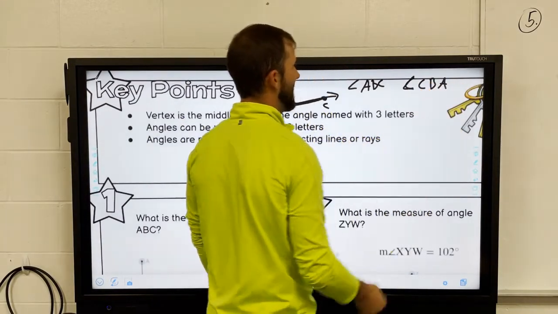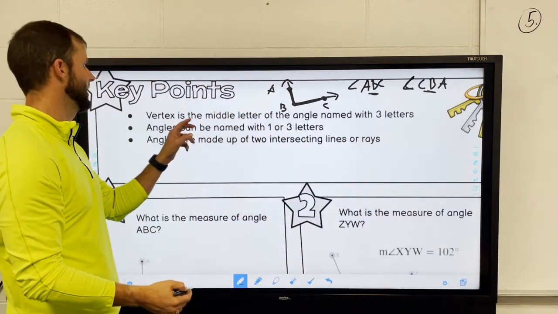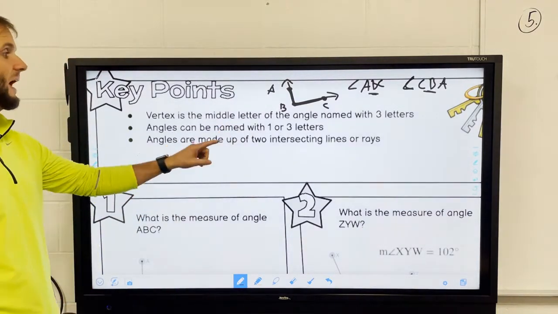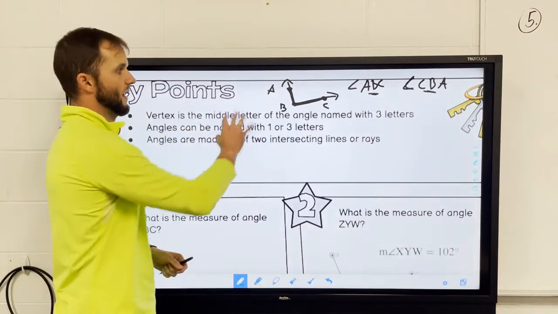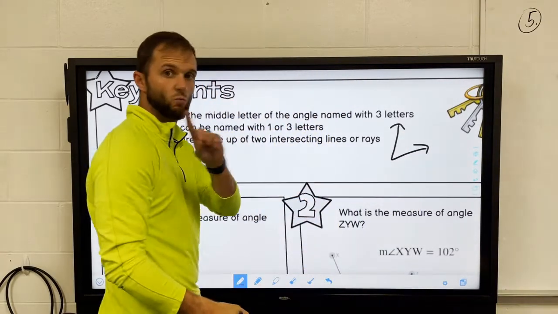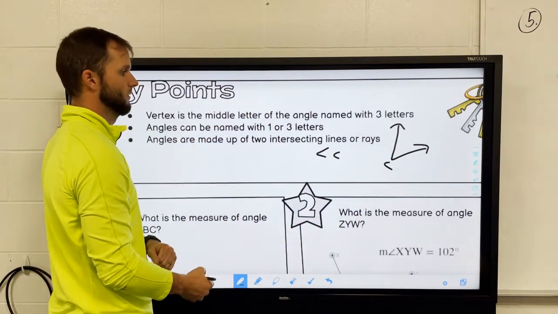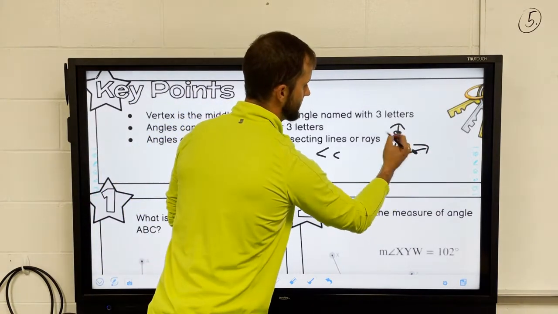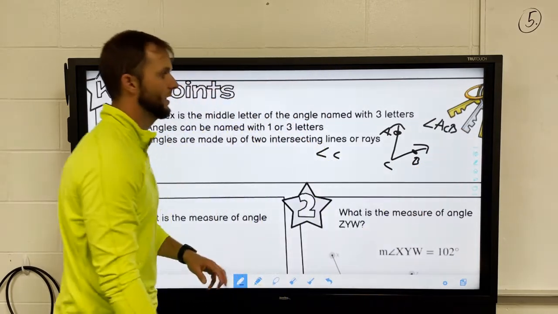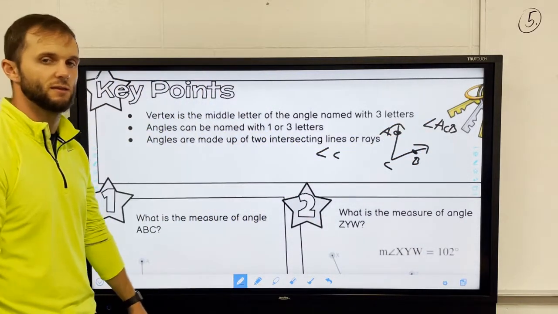So those two can be named in two different ways. And if you look, the B, which is my vertex, is in the middle. Again, the vertex is the middle letter of the angle named with three letters, okay? Angles can be named with one or three letters. So if I have an angle here and my vertex is C, this could be named angle C if I wanted to, okay? But if it has three different letters, meaning A and B here, then I could name it angle ACB. So if it's just the letter by itself, it can be named with one letter, or it can be named with three letters, as listed there, okay?